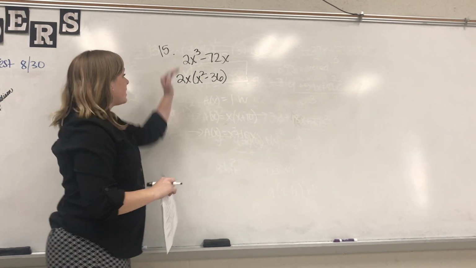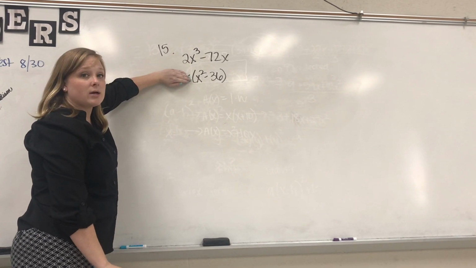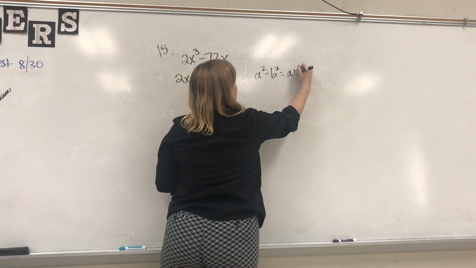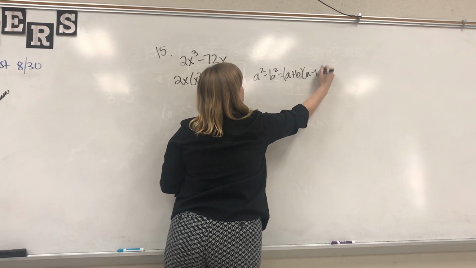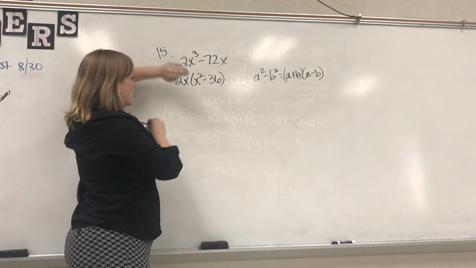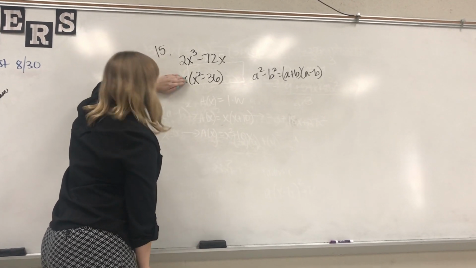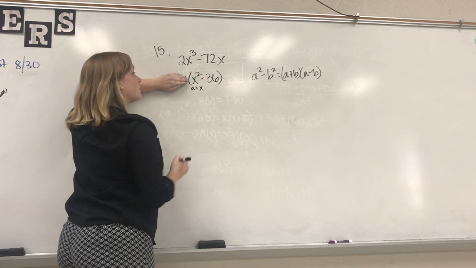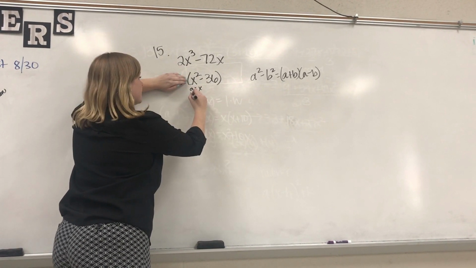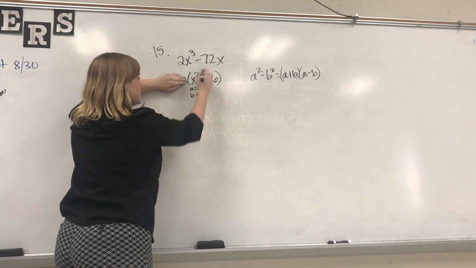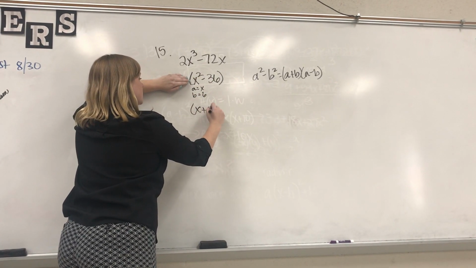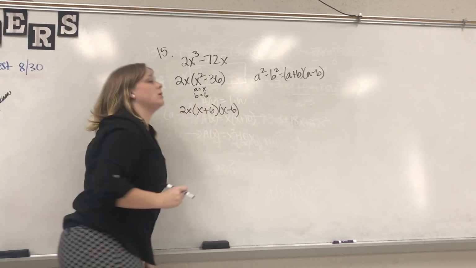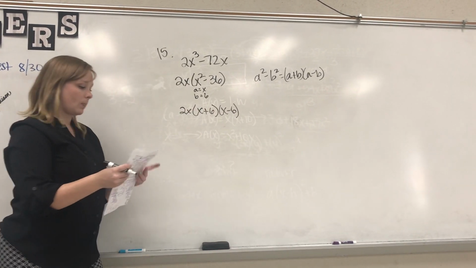You should at this point recognize that that is a difference of squares, which we talked about. The difference of squares is going to factor to a plus b times a minus b. So I'm going to ignore this 2x GCF for right now because it doesn't matter. What did I square to get to x squared? I squared x. What did I square to get to 36? I squared 6. So this is going to factor to x plus 6, x minus 6. And don't forget to tack on your GCF. Number 16.